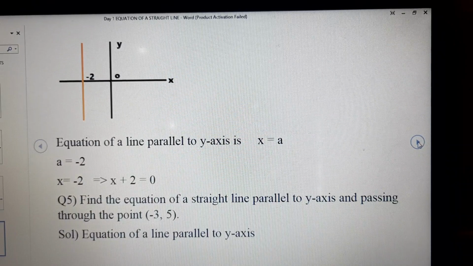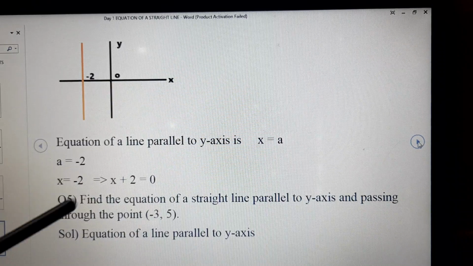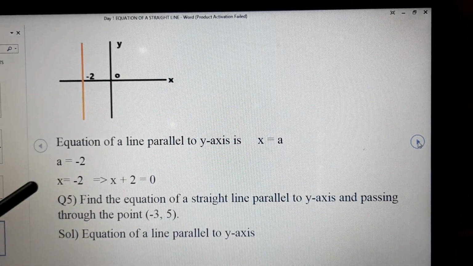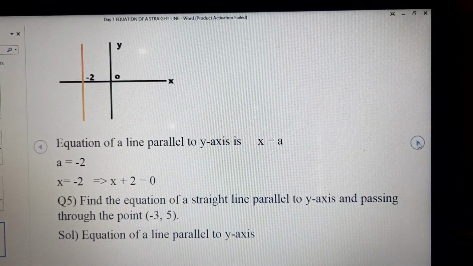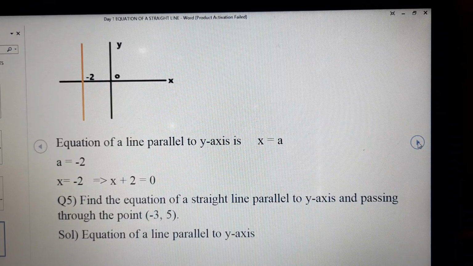Standard form says that x is equal to a. Value of a is minus 2. So it becomes x is equal to minus 2. So it will be written as x plus 2 is equal to 0. So final equation becomes x plus 2 is equal to 0.